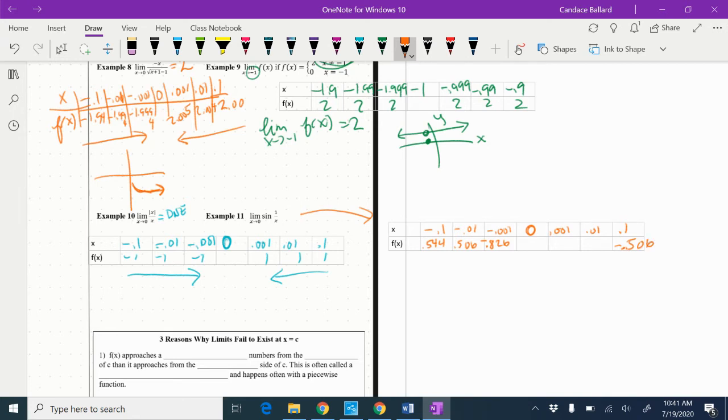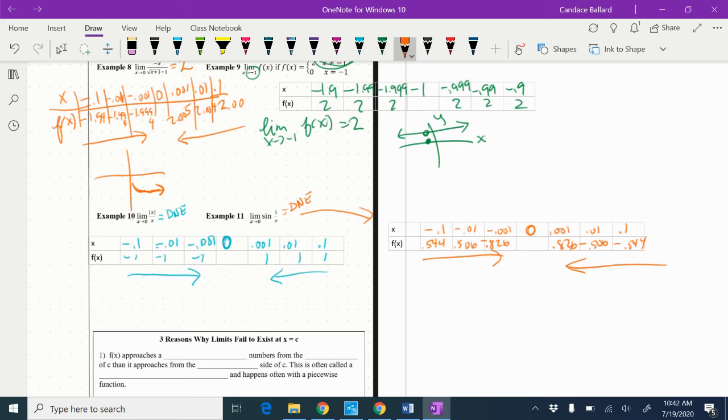Interesting. Similar numbers, but opposite signs. Oh, I didn't get that one. Sorry. I'm reading it off of a sheet here because my thing disappeared. It was negative 0.544, negative 0.506, and this was positive 0.826. Well, since these are both approaching different values, that means that the limit does not exist on this one. So we would say that this one also does not exist.